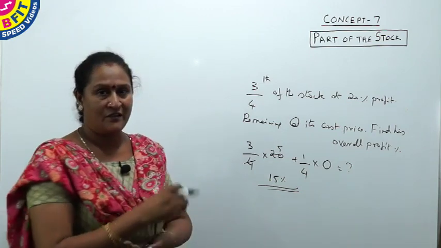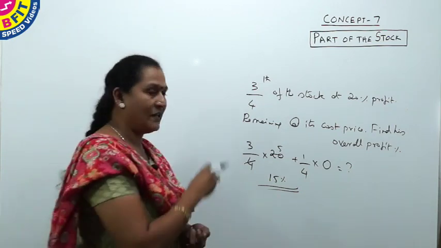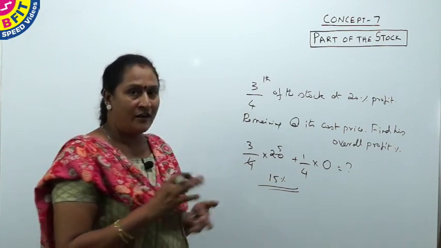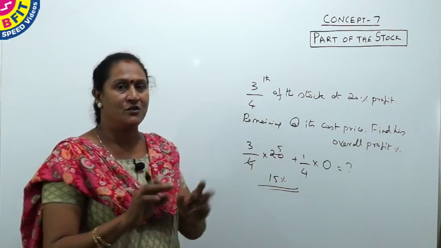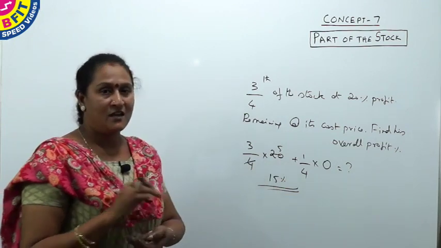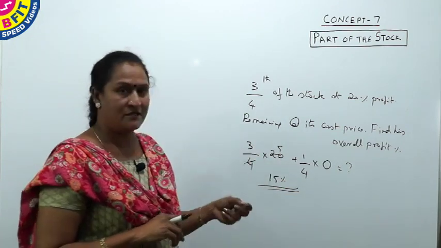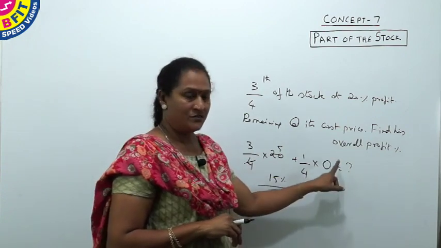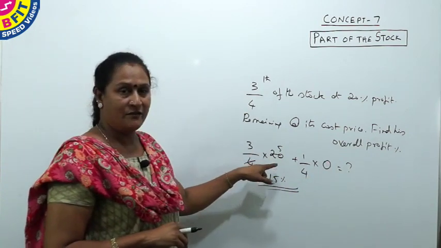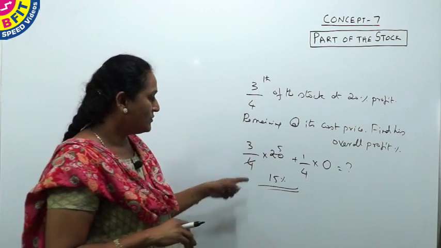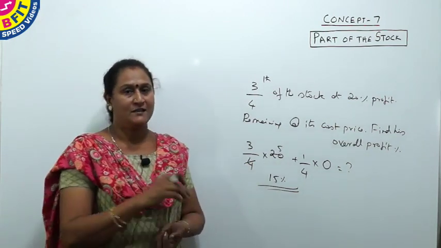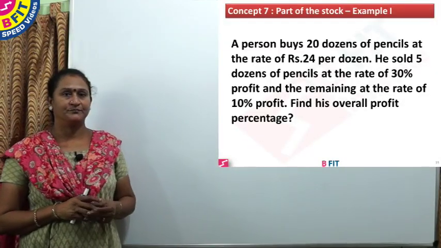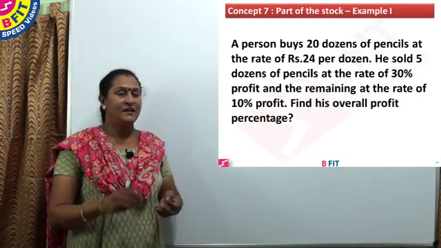So when this question is given, many think that it is very complicated and they do all heavy workings. No need to do that. Here we can take the part of the stock and work it out, making the working easier. So 3/4 at 20%, remaining no returns, 0. This 20% will be for the overall stock, which is 15%. So we'll see the next example.